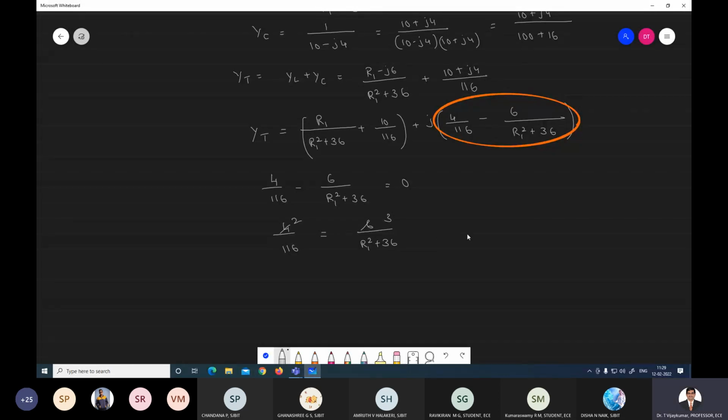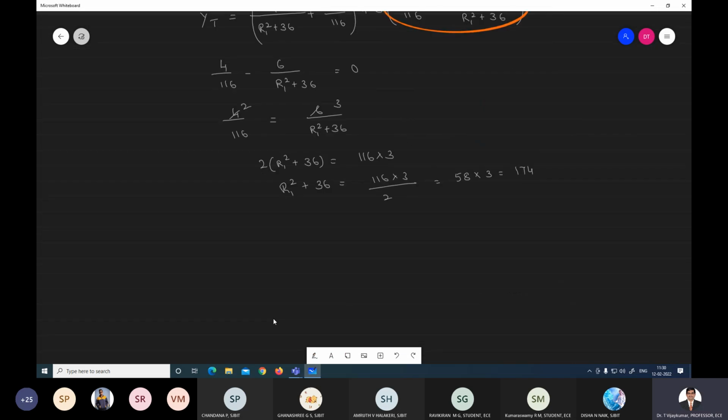Next, how much is it? Further, you simplify this. So we get 2 R1 square plus 36 is equal to 116 into 3, or R1 square plus 36 is equal to 116 into 3 divided by 2. How much is it? 174. Okay, this is 174.